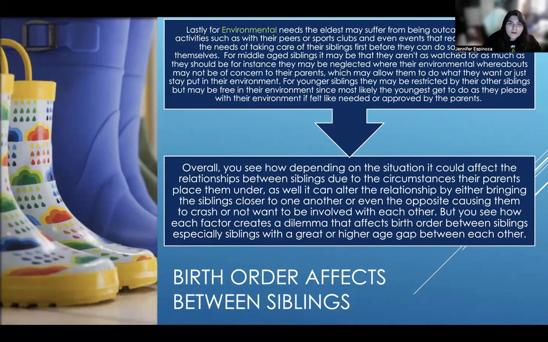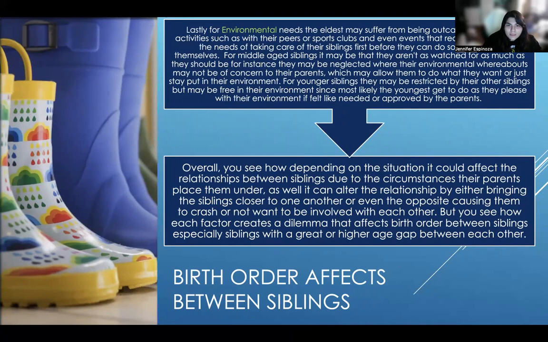Lastly, for environmental needs, the eldest may suffer from being outcasted from outside activities such as time with their peers, sports clubs, or even events that require permission, or from needing to take care of their siblings first before they can do something for themselves.